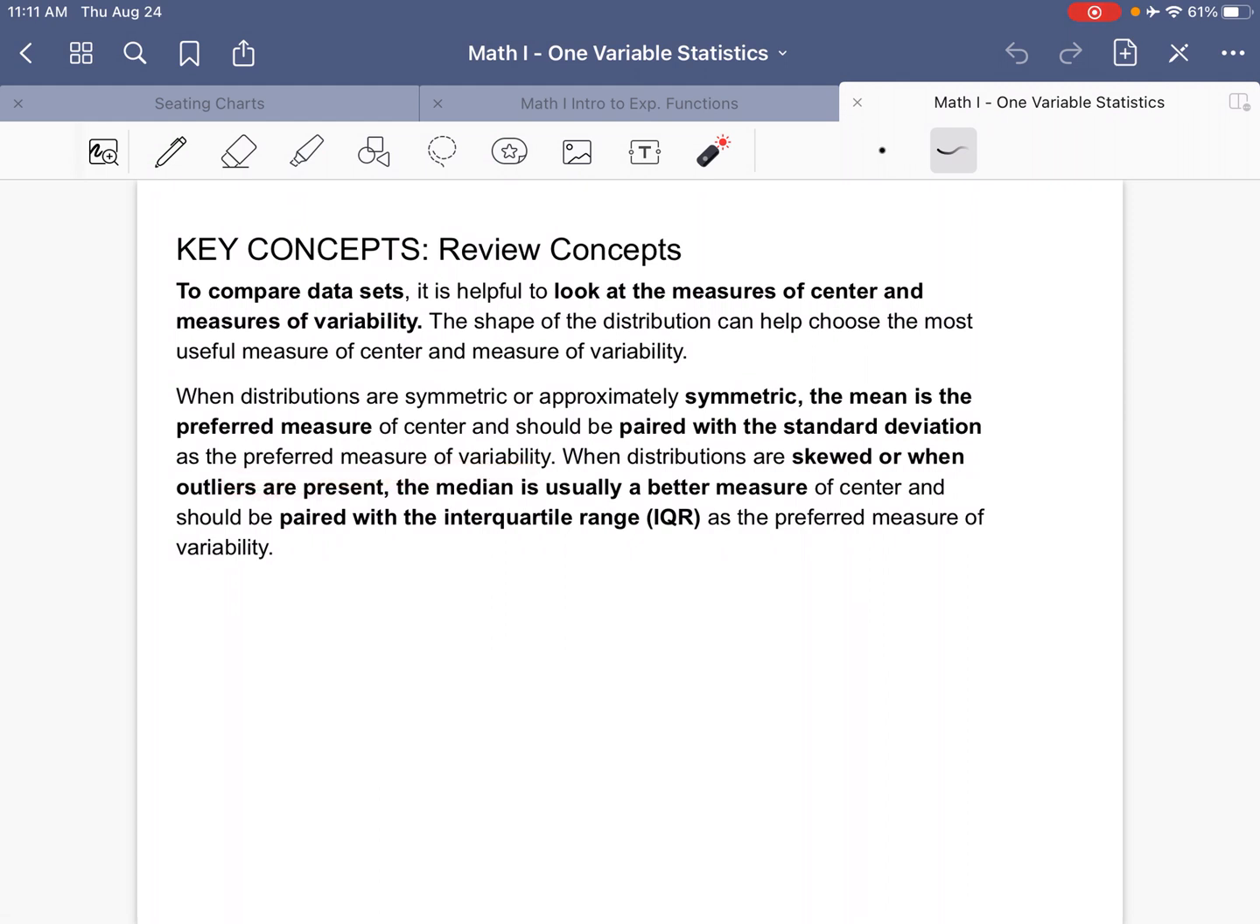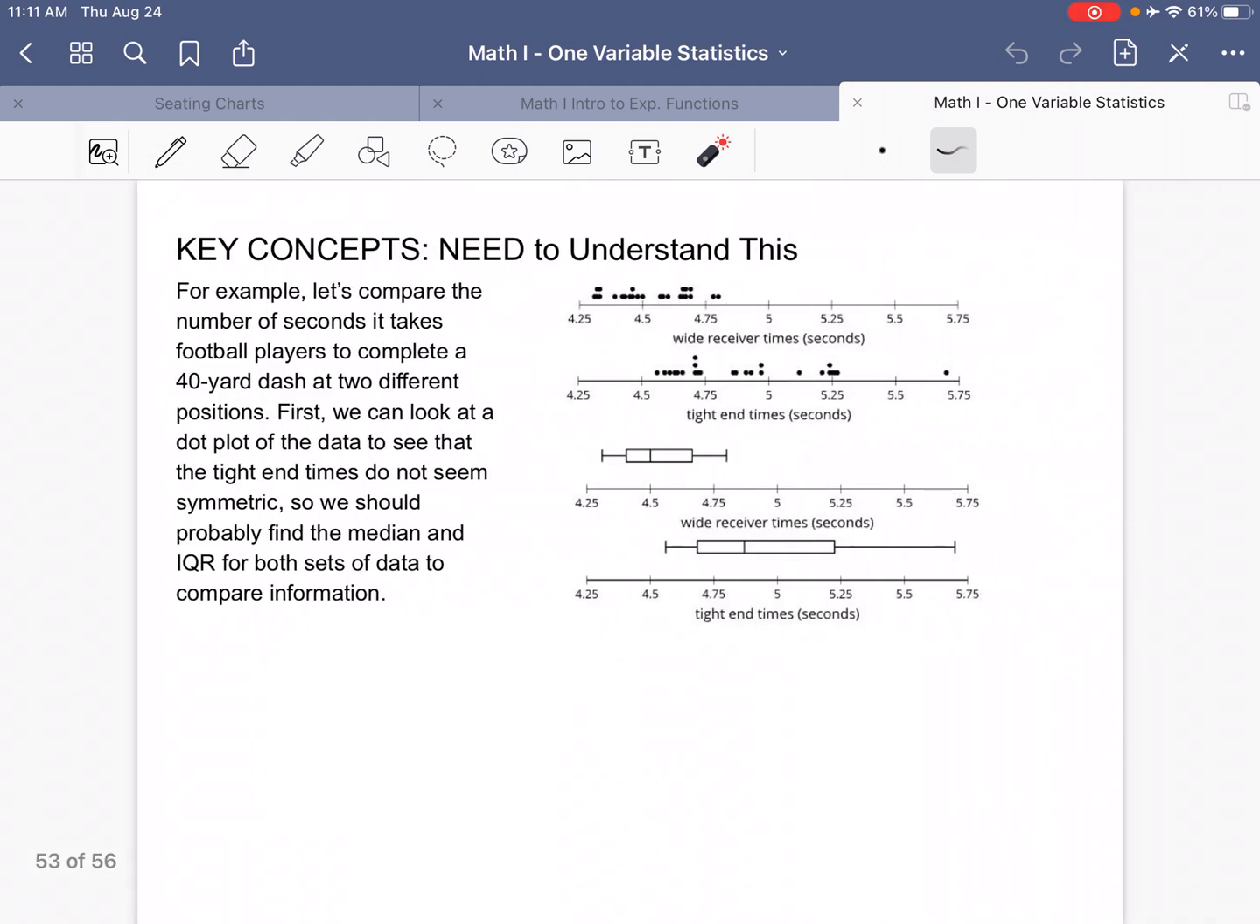When distributions are skewed or when outliers are present, the median is usually a better measure of center and should be paired with the IQR as the preferred measure of variability.